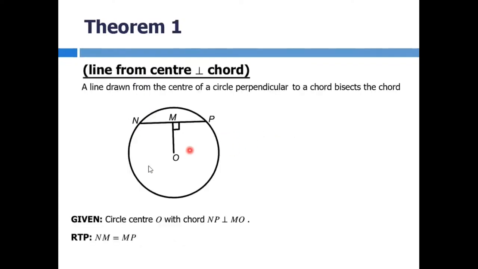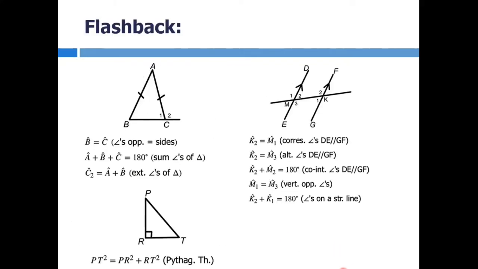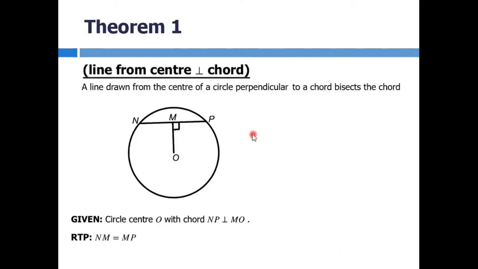Okay, and now we're going to be starting with our first lot of new theorems and new knowledge that we get from grade 11. Okay, so starting here with theorem 1, it's line from center perpendicular to a chord. So basically what it's telling us is that if you've got a line from the center of your circle going to a chord and it's at 90 degrees, then that is going to bisect the chord. So it's going to cut it in half. So a line drawn from the center of a circle perpendicular to a chord will bisect the chord.